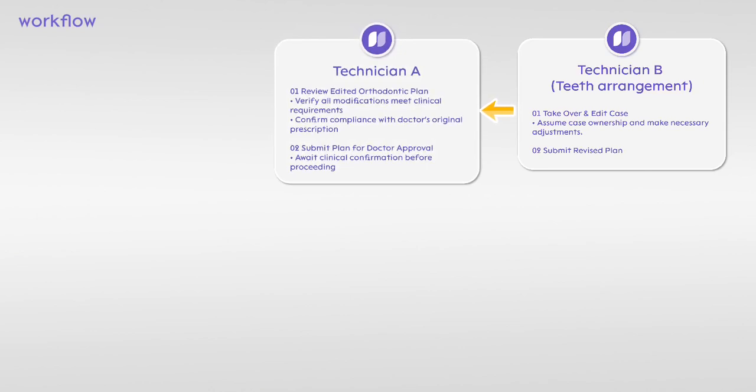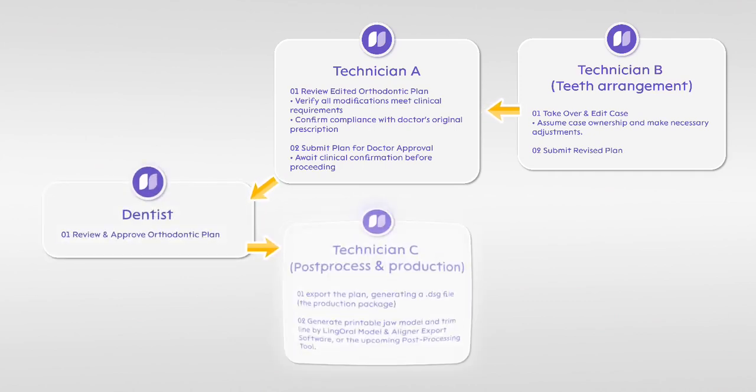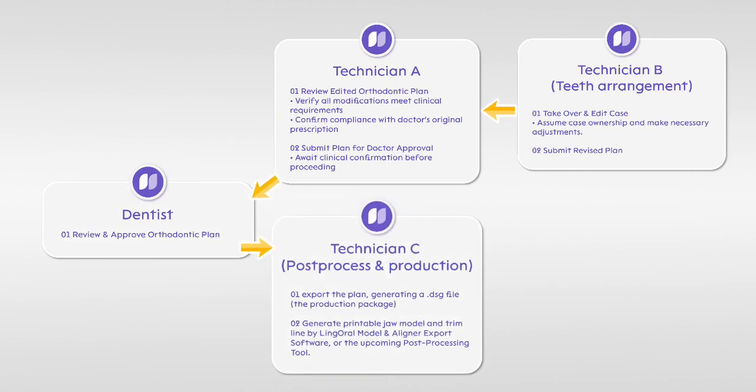Technician A: Review edited orthodontic plan. Verify all modifications meet clinical requirements. Confirm compliance with doctor's original prescription. Submit plan for doctor approval. Await clinical confirmation before proceeding. Dentist: Review and approve orthodontic plan. Technician C: Export the plan, generating a DSG file. Generate printable jaw model and trim line by Lingural model and aligner export software or the upcoming post-processing tool.